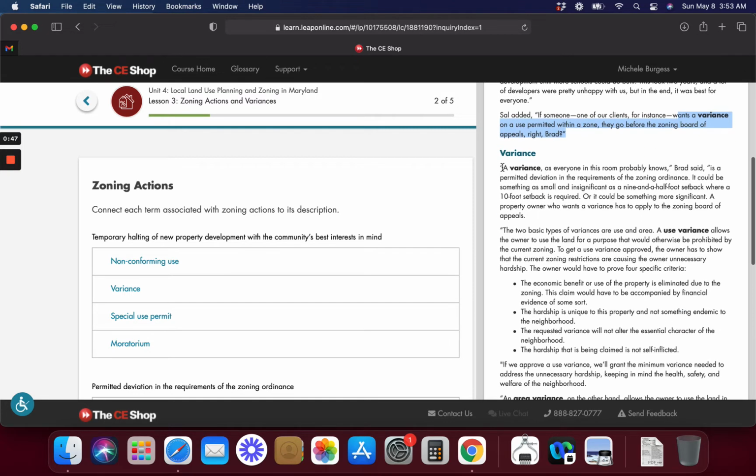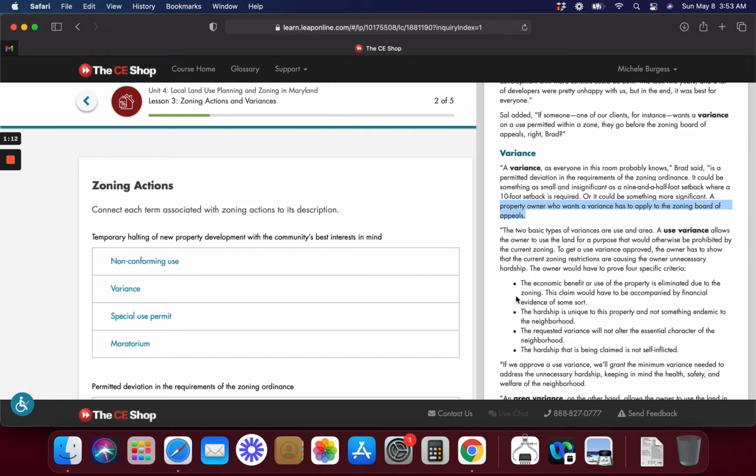A variance, as everyone in the room probably knows, is a permitted deviation in the requirements of the zoning ordinance. So it could be something as small as insignificant as a 9.5-foot setback, where a 10-foot setback is required. You know, if a property owner wants a variance, they have to apply to the zoning board of appeals.